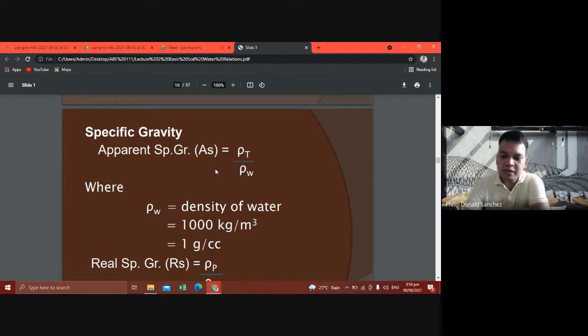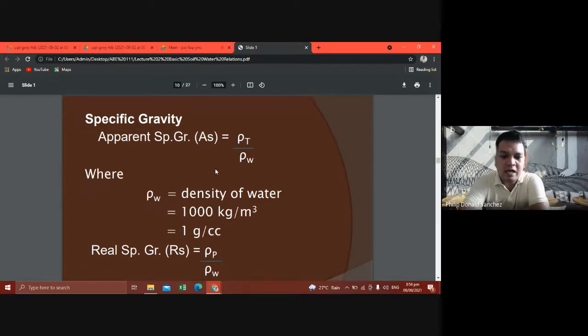If apparent specific gravity is the density of the particle or material divided by the density of water, then it differs when it comes to real specific gravity. Why?